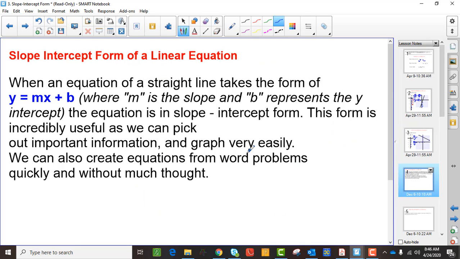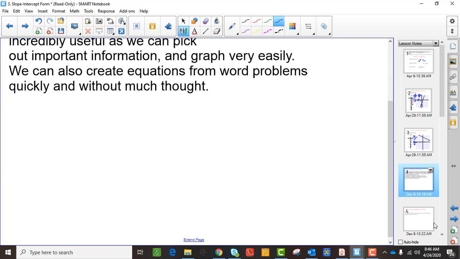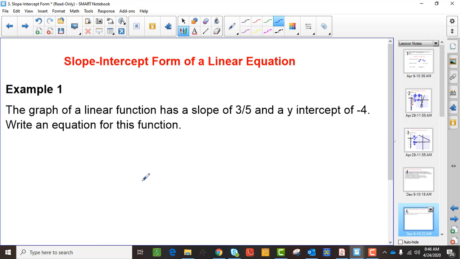Now, the thing about this is that when you write this equation, it actually gives you a couple of points. It gives you the slope, but it also gives you the y-intercept. So we can actually create equations from word problems, and we can also graph them without too much thought. So instead of using a table of values, because you probably have noticed that it takes a little bit of time, we can actually draw these much more quickly. Okay, and we can write equations much more quickly.